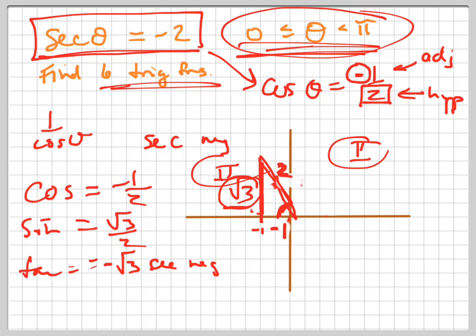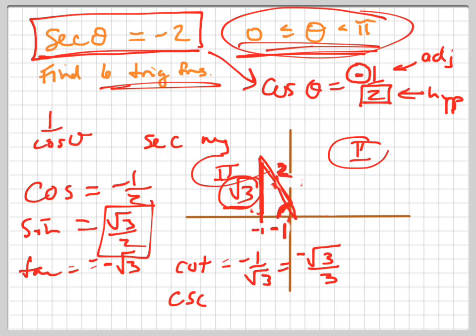And then flip this to get the cotangent. Cotangent equals -1 over √3, and if they want you to simplify that, it's -√3 over 3. And the cosecant, flip this one right here. The cosecant of theta equals 2 over √3. To simplify that, it's 2√3 over 3.